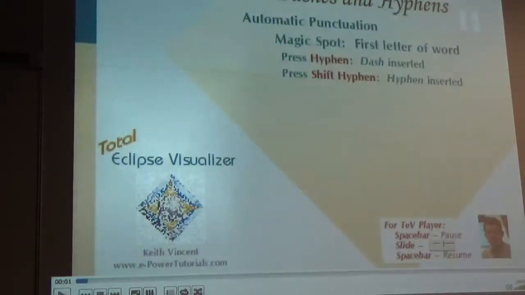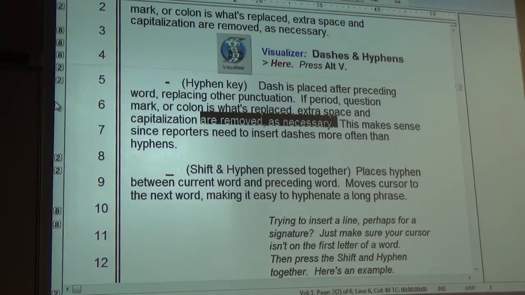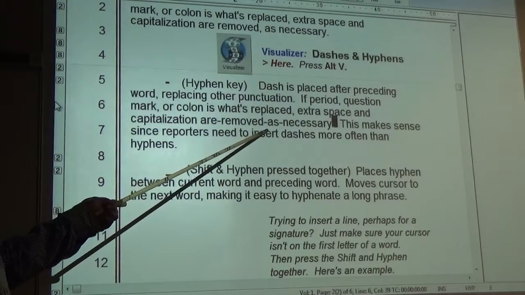I'll tell you, there's another way of doing it. The first letter of a word is marking. You know, so you're right here and you do F7 and you want a hyphen in between all of those, then you hit hyphen and you see how it did it?